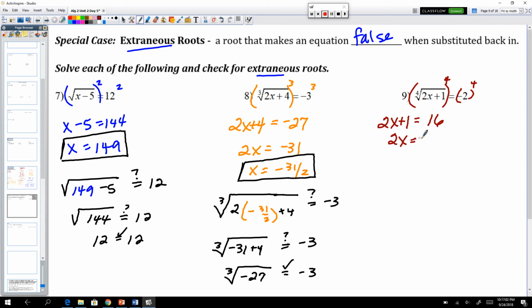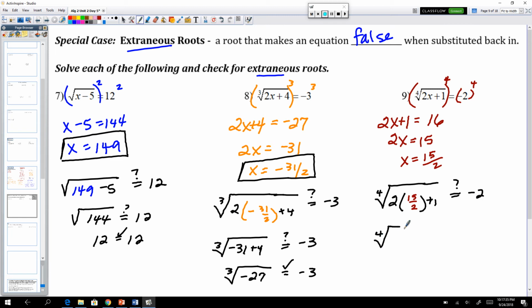Solve for x, and you'll get down to 15 over 2. So that's currently what we're saying our answer is, but we need to make sure we check by putting it back into the original. So the fourth root of 2 times 15 halves plus 1, does that equal negative 2?